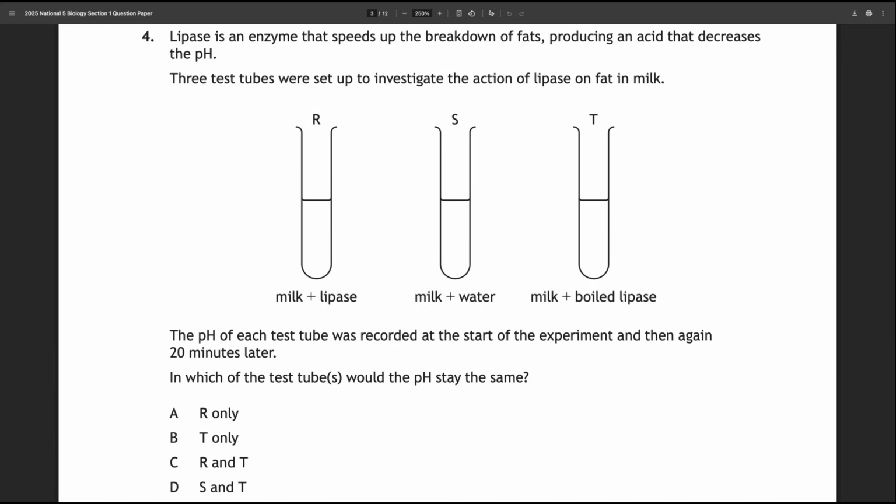So if the reaction is taking place, if lipase, the enzyme, is breaking down the fats, that means that the pH will become more acidic.